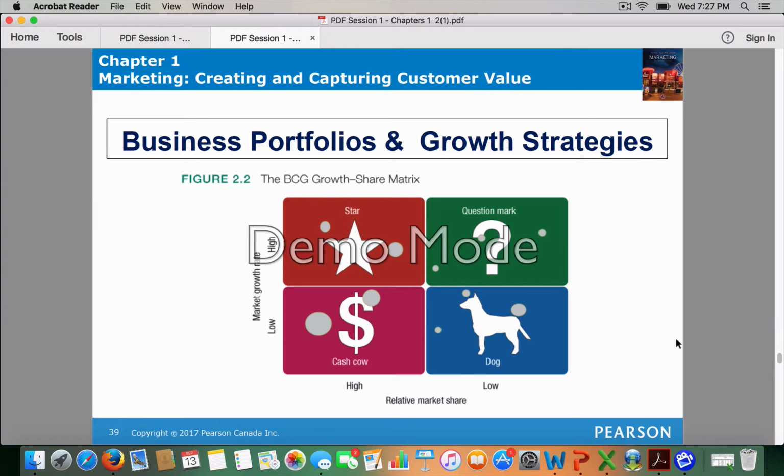So if you want to move a question mark into either a star or into a cash cow, you're going to need to make very substantial and very strategic investments to turn that product around.